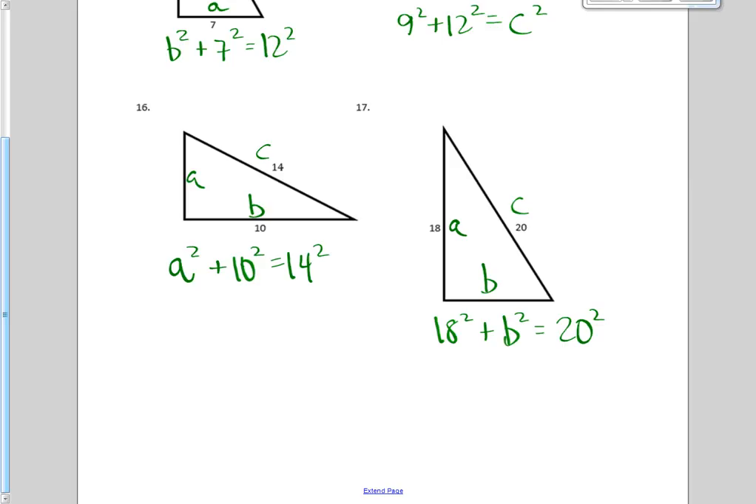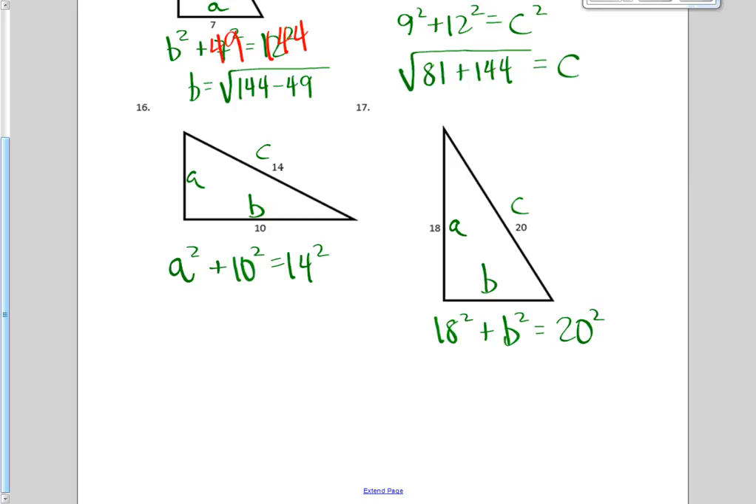So if I wanted to figure out what B was here, it's going to be the square root of 144 minus 49. Because this is 144 and this is 49. So I'm just squaring those kind of in my head, actually. This one, to figure out C, it's going to be the square root of 81 plus 144 is equal to C. So the square root's on there to get rid of the square. I'm trying to undo this part right here. And so that is what's making this in the problem.